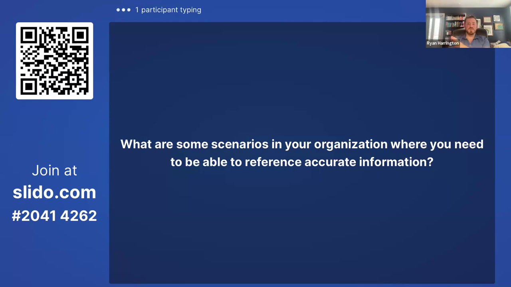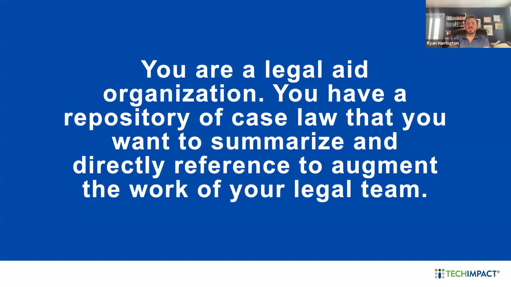I'm going to give you a scenario, though, where this might be really important. So let's pretend that you're a legal aid organization. You've got a repository of case law that you want to summarize and directly reference to augment the work of your legal team. So you have a legal team who's helping people in the community get access to low-cost or free legal services, and you want to be able to help your lawyers help the community better. And you've got this special sauce of case law in the background that you want your organizations to draw from. Well, in that case, you'd want to be able to do something to make sure that they can actually cite those things, that there won't be a hallucination, and your lawyers are getting accurate information to be able to help folks.